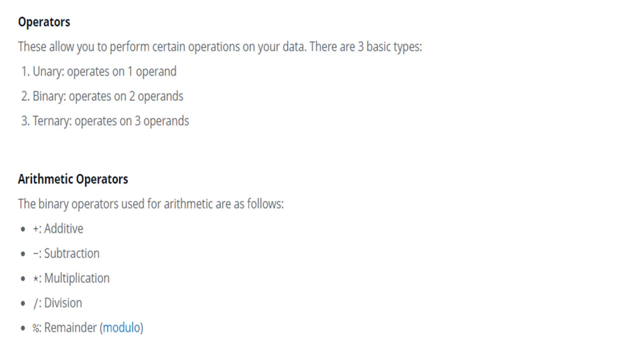So let's start discussing the first thing, that is operators. These allow you to perform certain operations on your data. Actually, there are three basic types. First one is unary, second one is binary, and third one is ternary. What a unary operator does is operate on one operand.